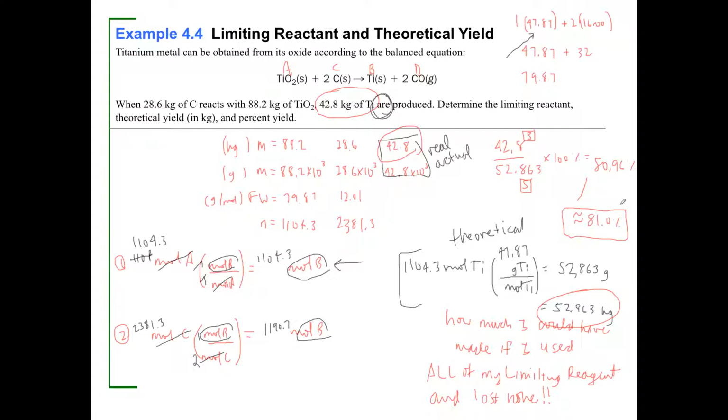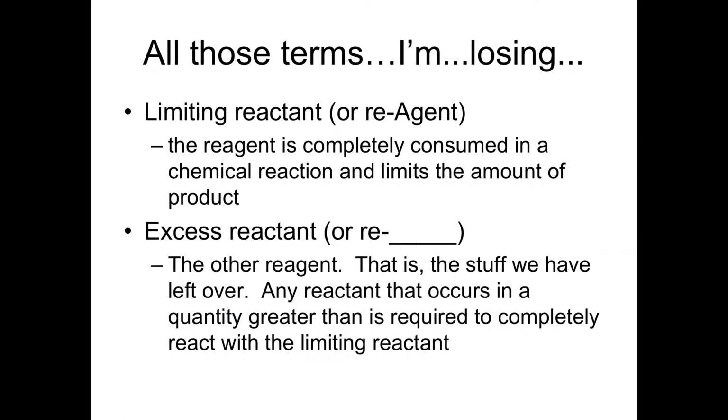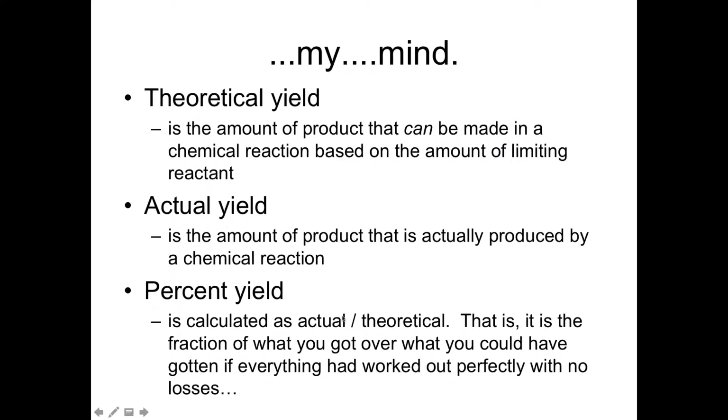Okay, hope that's helpful. There's a lot here. Just let me end this presentation by going back to these terms here. Limiting reagent is the reagent that is completely consumed in a chemical reaction, and it limits the amount of product. The excess reagent is the other thing. That's the stuff we have left over. Theoretical yield is the amount of a product that can be made in a chemical reaction based upon the amount of limiting reagent. That's how much could be made in a perfect world.